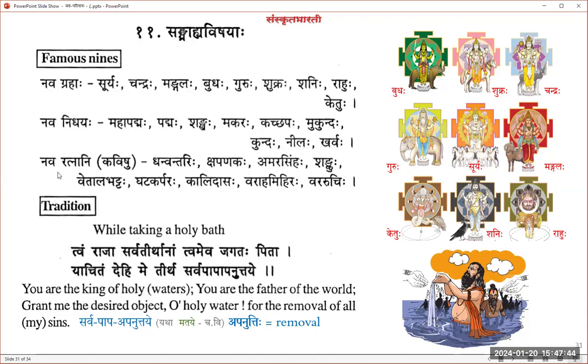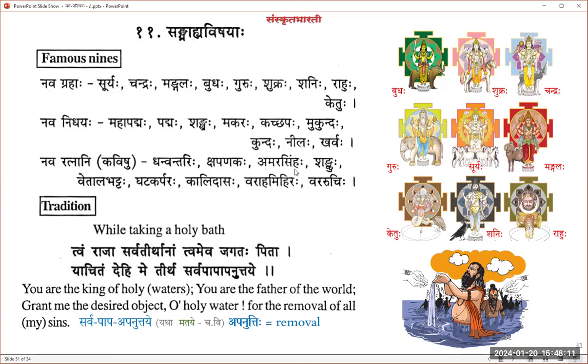Okay. All right. Navaratnani Kavishu. Amongst the Kavis, the 9 Ratnas. Okay, amongst the authors of Kritis. Dhanvantarihi, Kshapanakaha, Amarasimhaha. Dhanvantari is identified as the god of Ayurveda. Amarasimha Kosha, Amara Kosha. Oh, brilliant work.